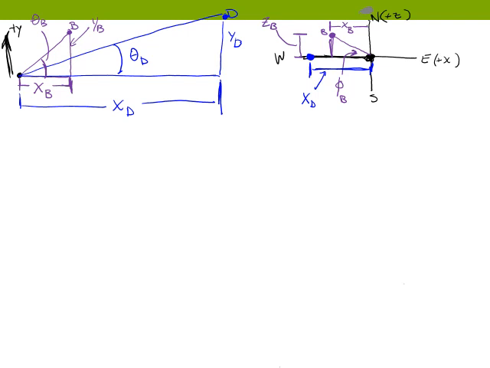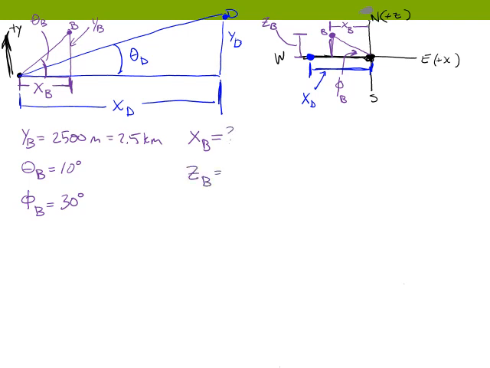All right, so we know our altitude. That's 2,500 meters or 2.5 kilometers. We know what our angle is. That's 10 degrees. We know also what our angle is with respect to the compass rose. That was 30 degrees north of west. We don't know, and we want to know, what our x component is, and what our z component is. All right, that's for the Boeing.